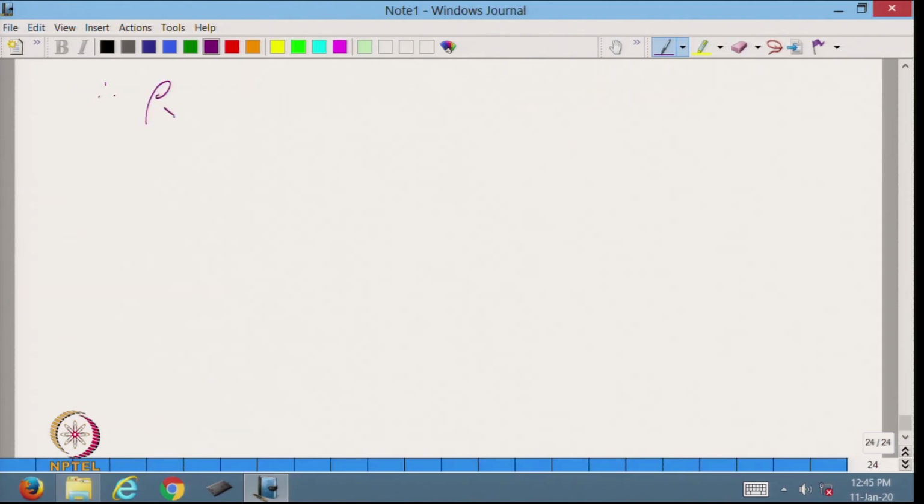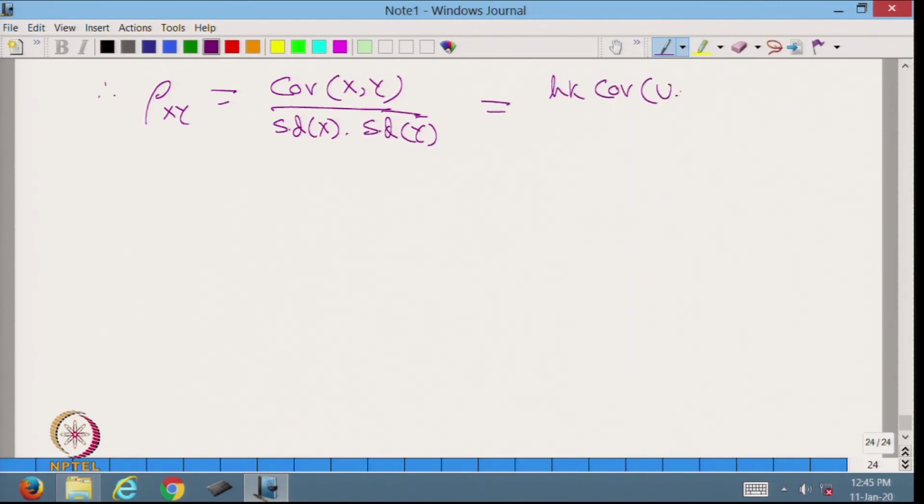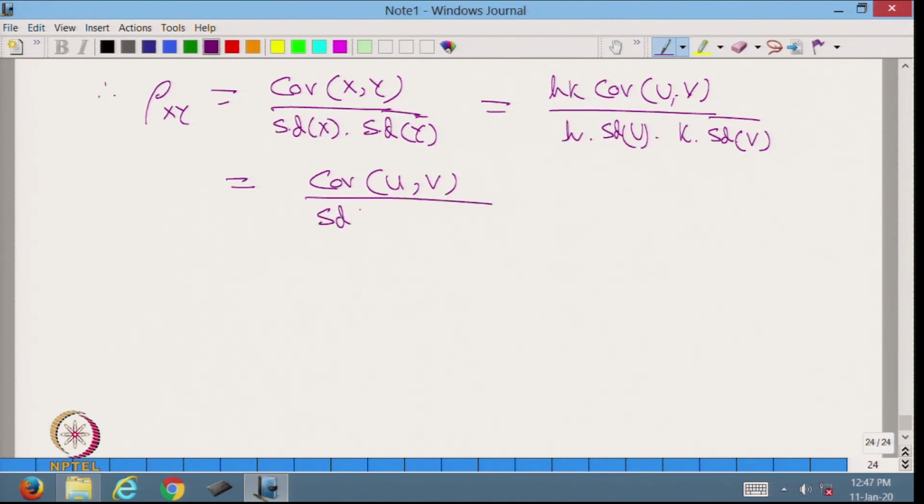Therefore, rho x y, which is the correlation coefficient between x and y, is equal to covariance of x comma y divided by standard deviation of x into standard deviation of y, is equal to h k times covariance of u v upon h times standard deviation of u into k times standard deviation of v, is equal to covariance of u v divided by standard deviation of u into standard deviation of v, is equal to correlation between u and v.